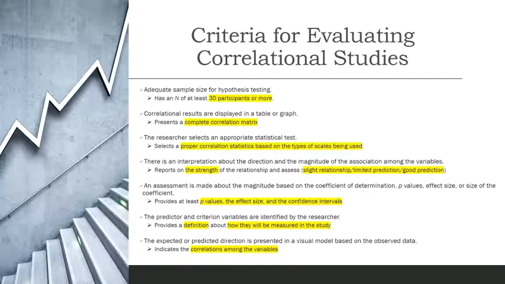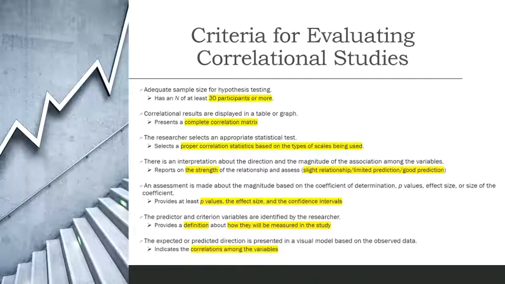For the indicators of a higher quality one, the researcher must at least provide the p-values, the effect size, and the confidence intervals in reporting the correlational analysis. Next, the predictor and criterion variables must be identified by the researcher. So the researcher must have identified the predictor and criterion variables and provide a definition about how they will be measured in the study.